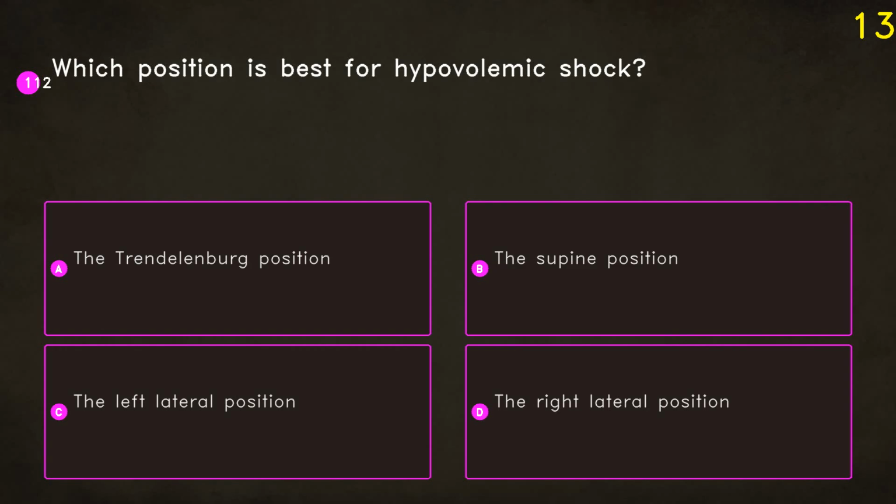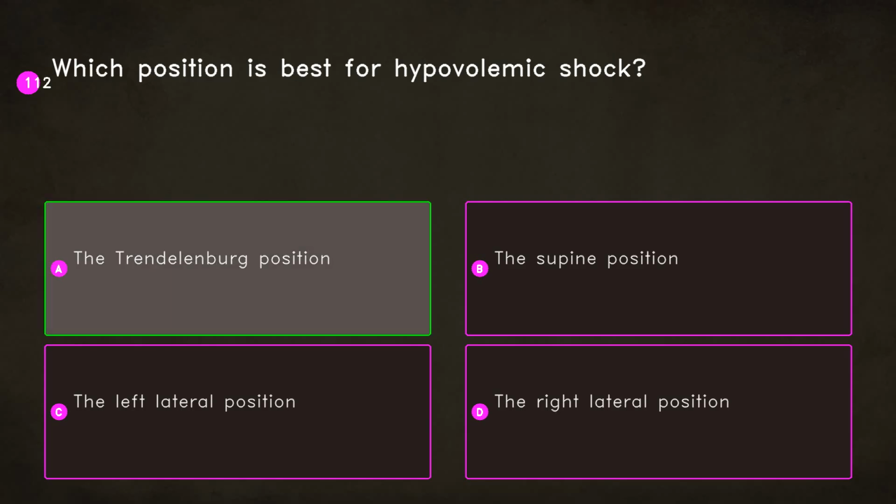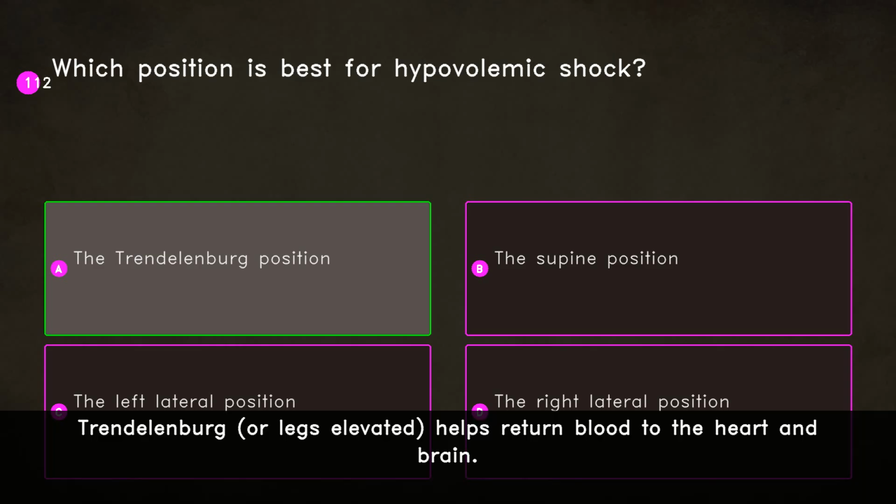Question 112. Which position is best for hypovolemic shock? A. The Trendelenburg position, B. The supine position, C. The left lateral position, D. The right lateral position. The correct answer is the Trendelenburg position. Trendelenburg, or legs elevated, helps return blood to the heart and brain.